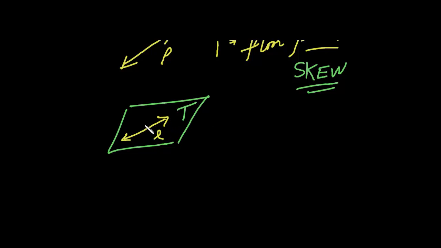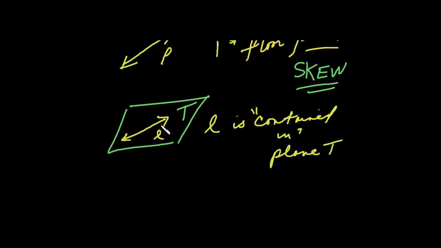So line L can be contained in plane T. Every point on L is on plane T, as opposed to another possibility. Let's make a different plane, another line. We can have a line here. Let's go with a line, let's say line S.